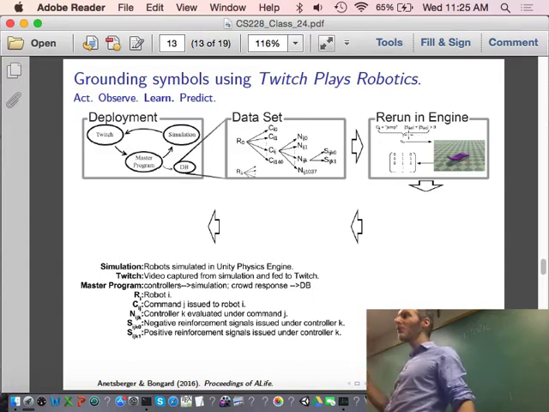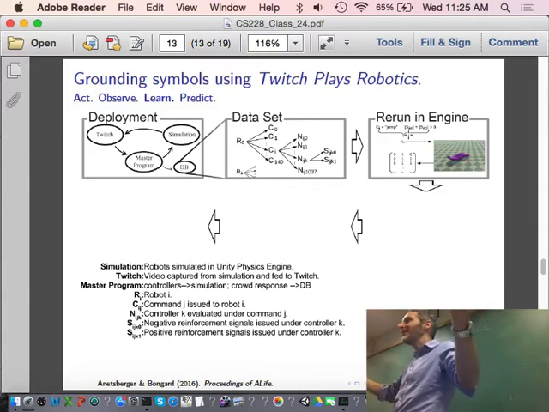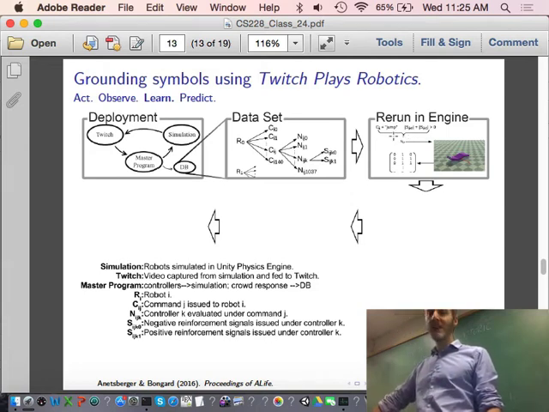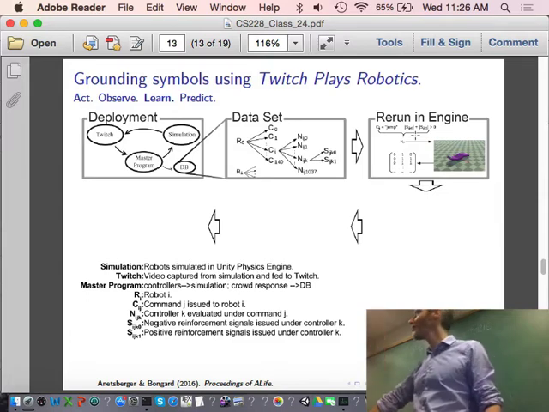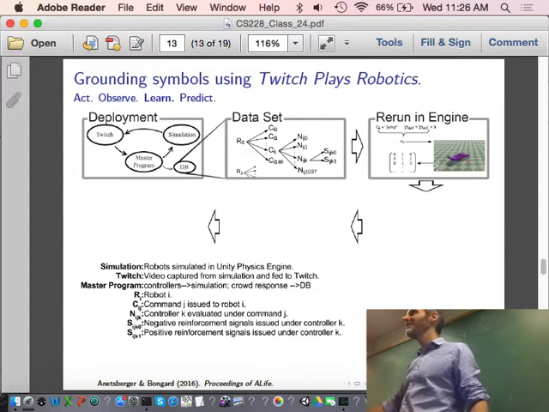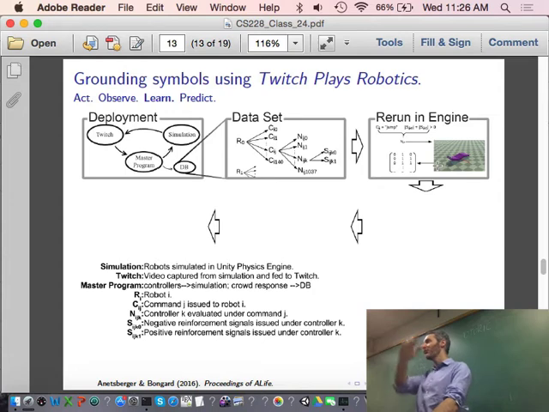So if there was a controller executed under the command jump and the crowd didn't say anything, that's not very useful to the robot. Okay, so that gives us 1,300 of these N's, these controllers. We took all 1,300 of those controllers and we dropped them back into the robot, and the robot did exactly the same thing that it did before.